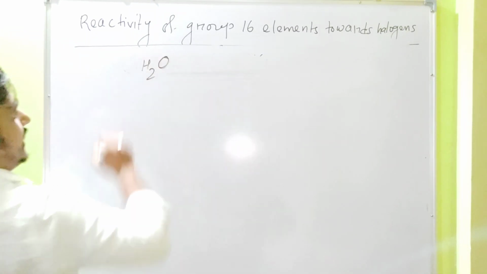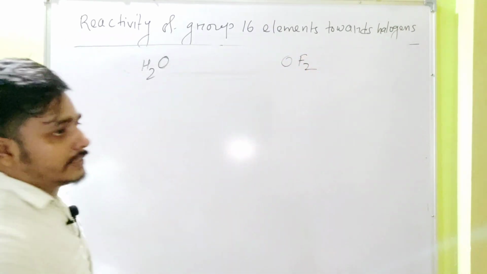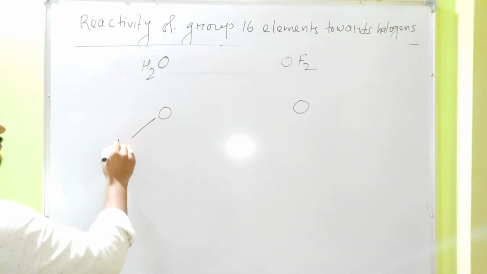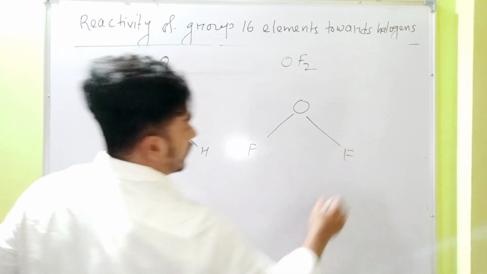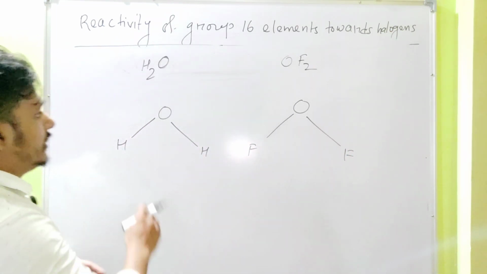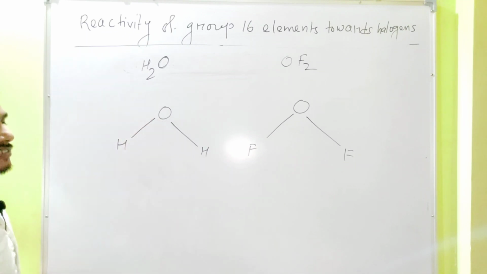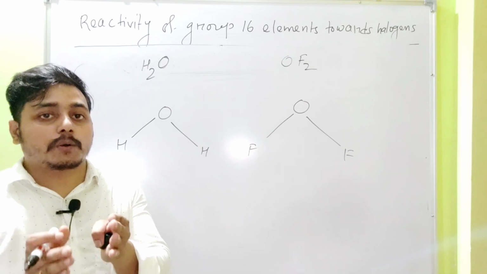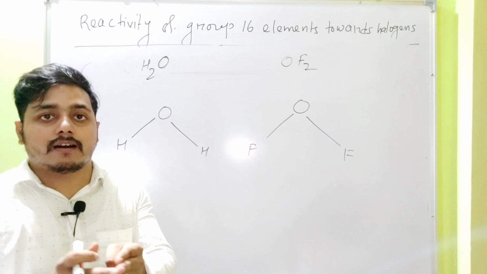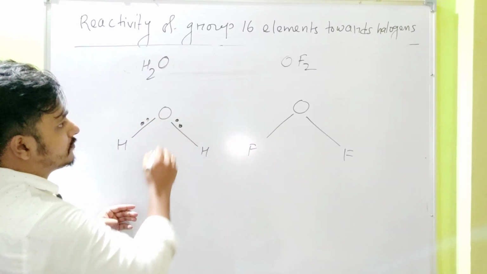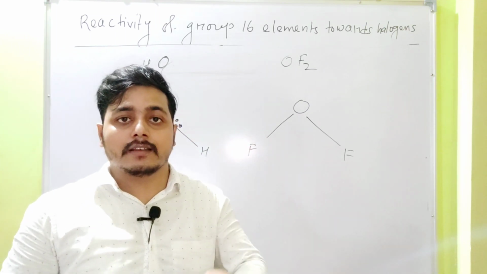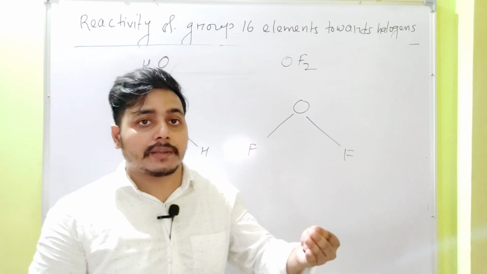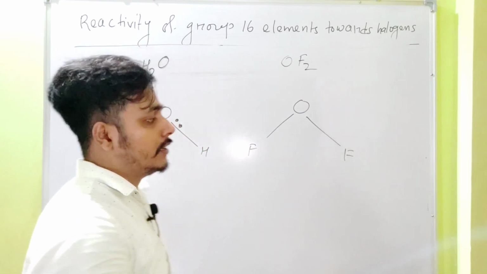Water, H2O, and oxygen difluoride. In both these compounds, the central atom is oxygen. But the terminal atoms are different. In the water molecule, between oxygen and hydrogen, which one is more electronegative? Of course, it is oxygen. Therefore, the bond pair electrons lie nearer to the oxygen. In OF2, fluorine is more electronegative than oxygen. Therefore, bond pair electrons lie nearer to the fluorine atoms.